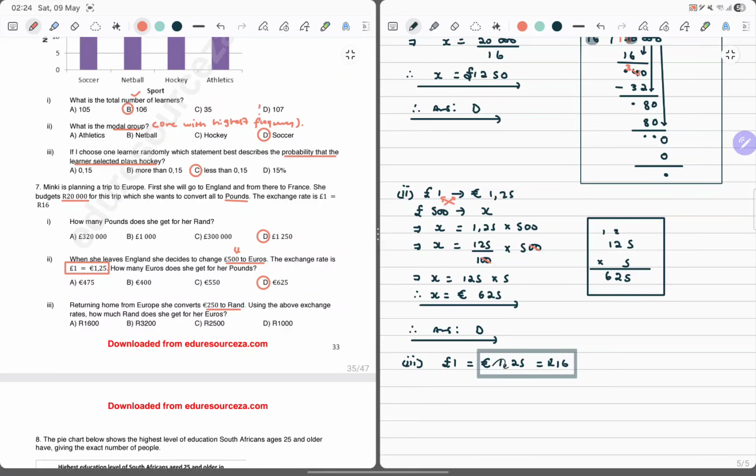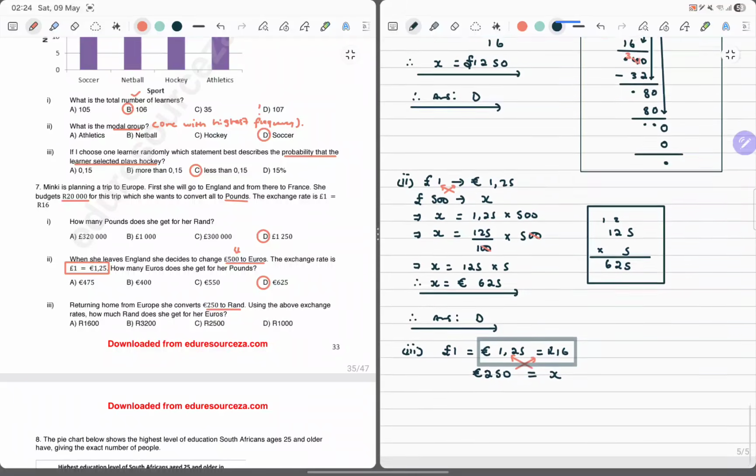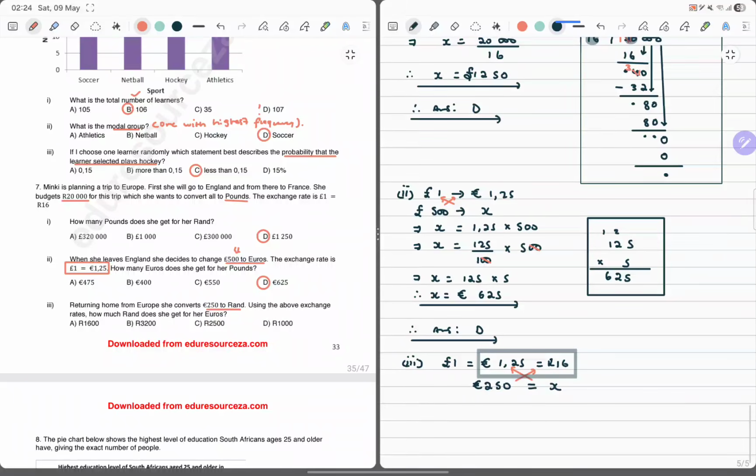So, of course, guys, we know that now 1,25 euros gives us 16 rands. Now, what about 250? It's going to give us what? X. So nice and easy. We cross multiply. And what happens is going to be 1,25x is equal to 16 times 250.